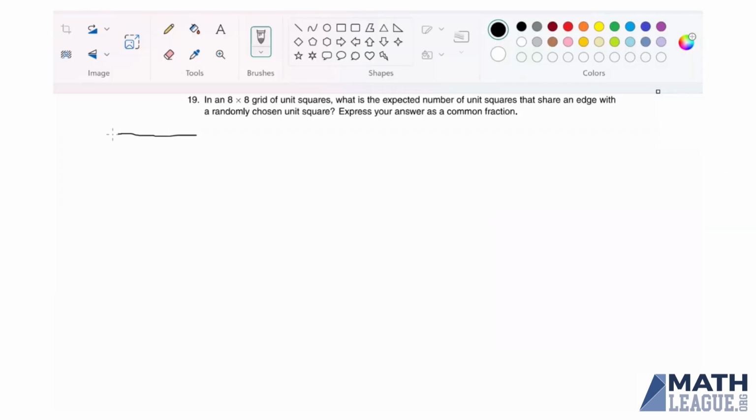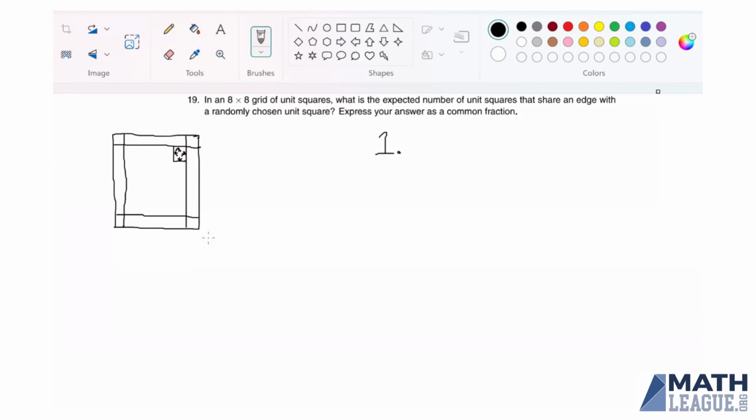Now, there are three cases that we specifically need to think about in this grid. I'm not going to draw out all 64 of these squares, but I can draw a couple lines to help us think of the different cases. So in our first case, we have this space in here. These are the unit squares that border four different other unit squares. For instance, if we picked this unit square right here, it has a border with a unit square here, here, here, and here.